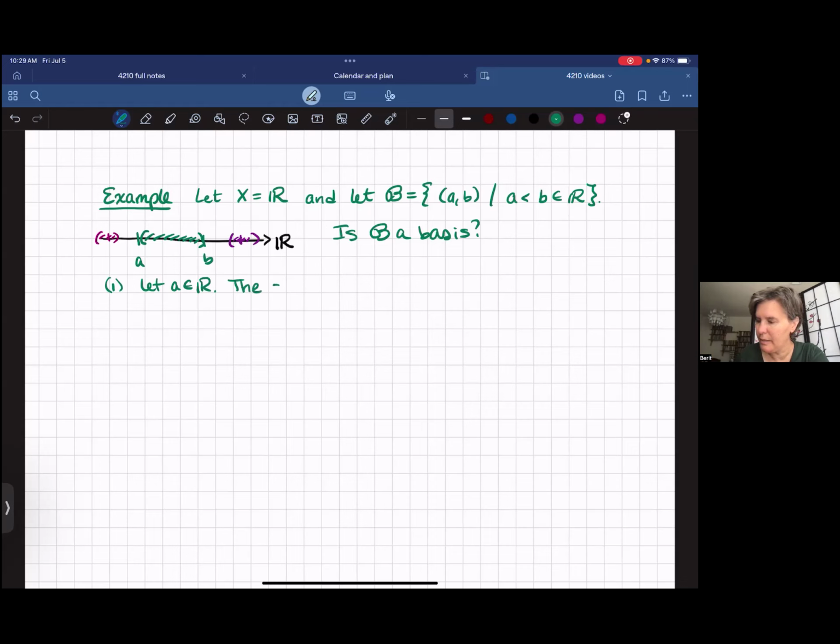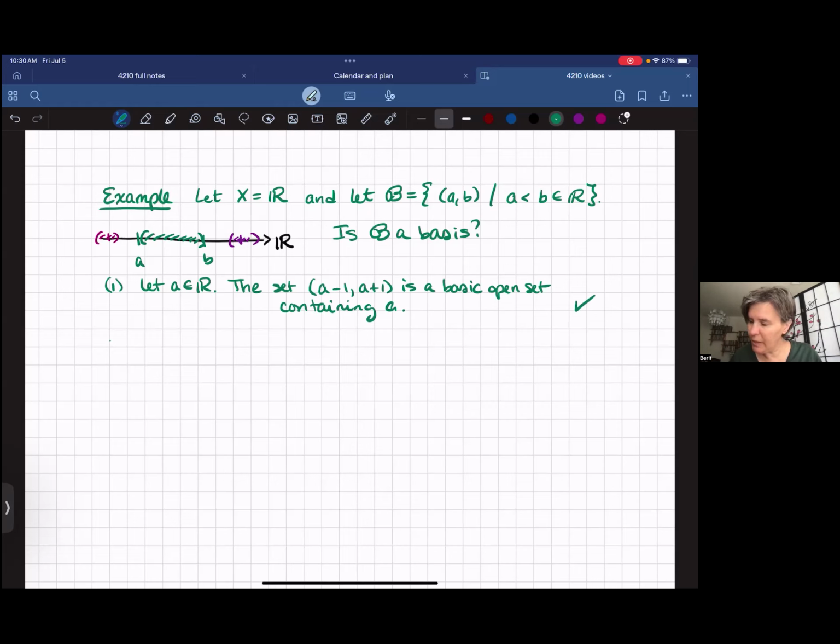The set, I said a little below, a little above. What if we just go one below, one above? A minus one, A plus one. It has the form of the sets in this basis. It's an open interval, so it's a basic open set containing A. Okay, so that part of the definition is satisfied.